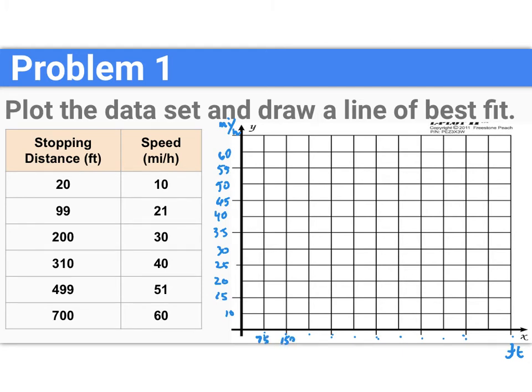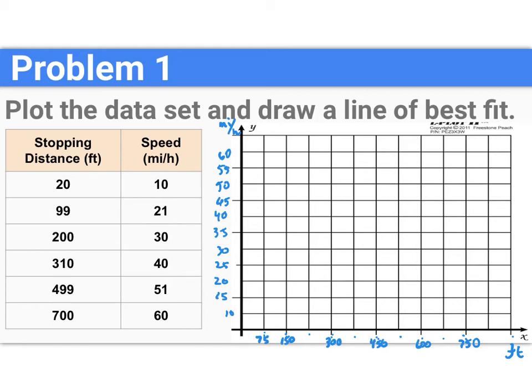So let's call this 150. Let's call this 300. Let's call this 450. Let's call this 600. And let's call that 750. And we're counting by 75s, and I went every two lines, and that's counting by 150.